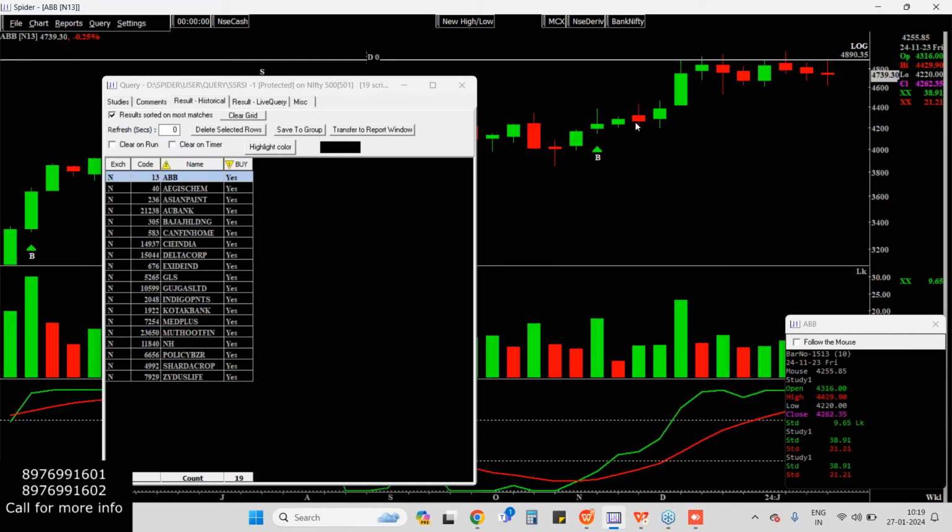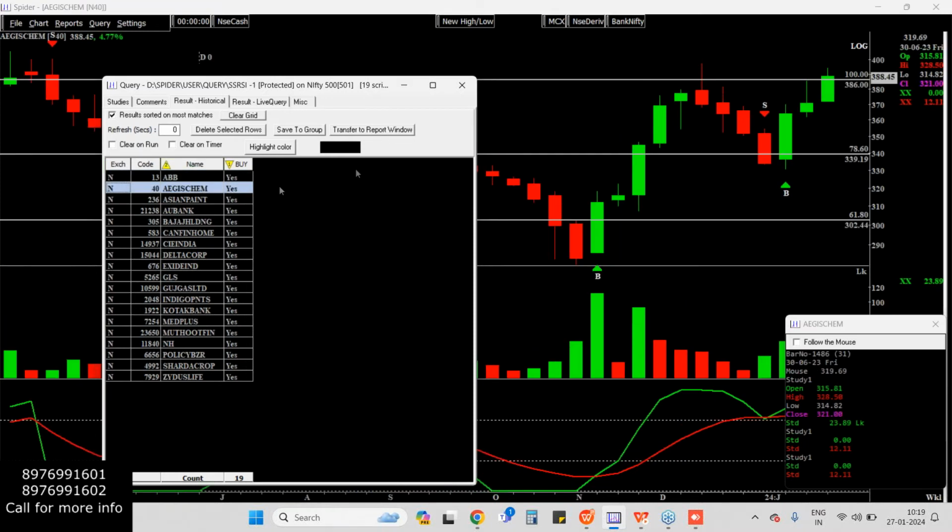But if you want to be a little bit on the safer side, you can wait for it to close above the high of the candle which you got in the scanner. Keep it on your radar, and once it closes above that high, then you can take the entry. If you had taken the entry in this candle, you could have gained momentum from 4417 till 4880, a good swing trade in ABB.